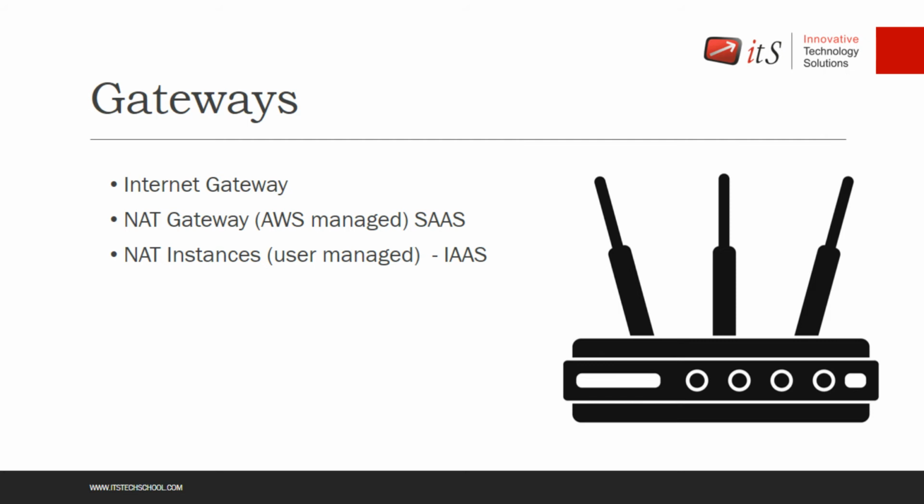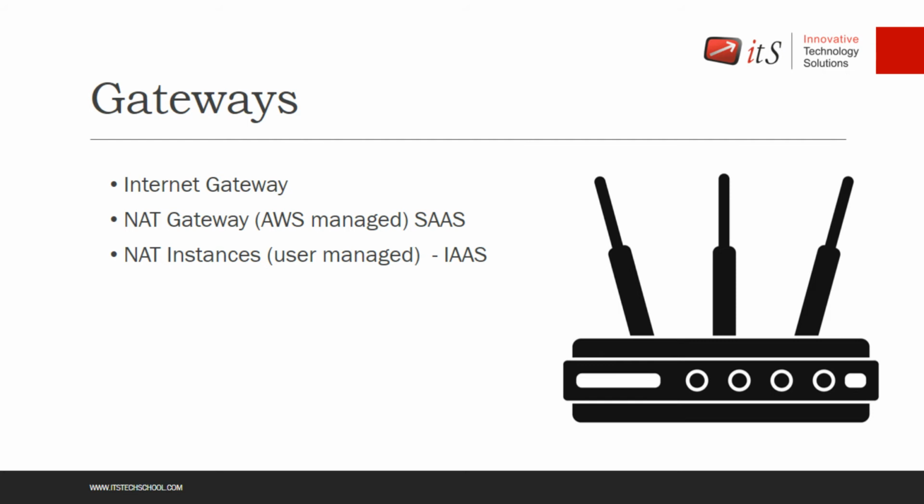A NAT gateway is fully AWS managed, right? And NAT instances are user managed. So NAT gateways can be called software services in an easy way, and NAT instances you can call infrastructure services. So in NAT instances, your hardware part and network part will be managed by AWS itself, but the operating system you still have to manage. The patches, updates, the security on the application, all things will be managed by the user itself.